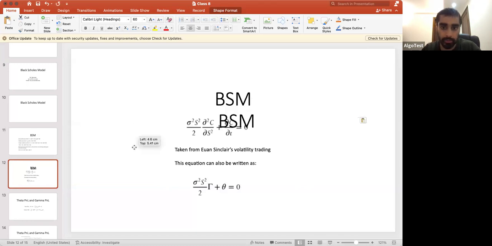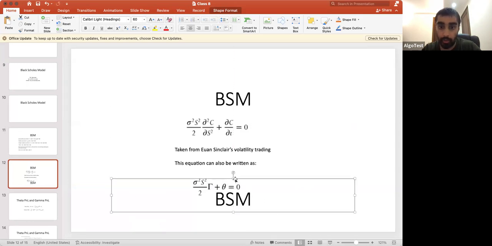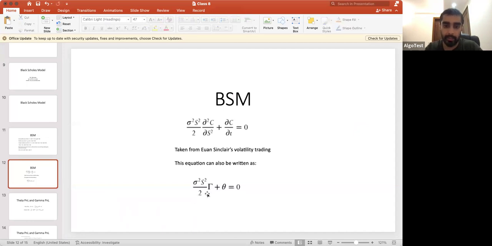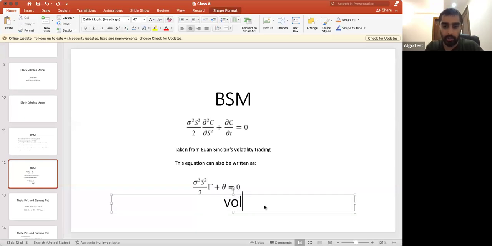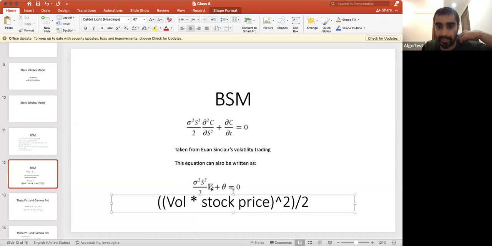Again, you don't need to know this, but I want to show you guys this because, what am I saying here? Here, the equation is essentially vol into stock price. So this is the heart of the Black-Scholes equation. Volatility into stock price squared divided by 2. So sigma is the volatility, S is the stock price, this is my gamma, this is my theta. Okay? So let's clarify this.